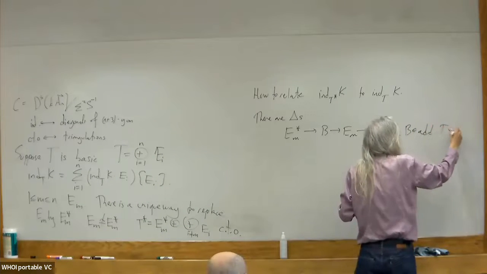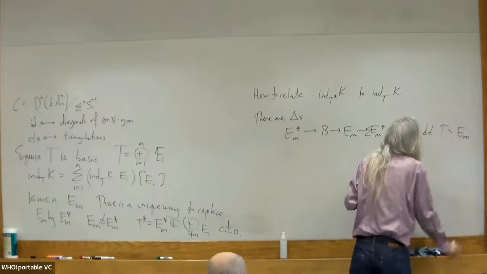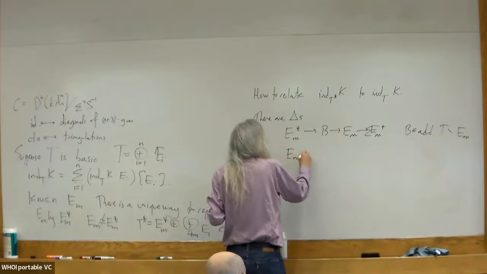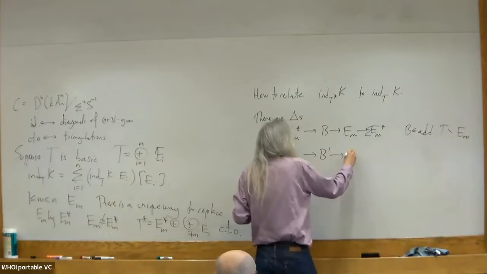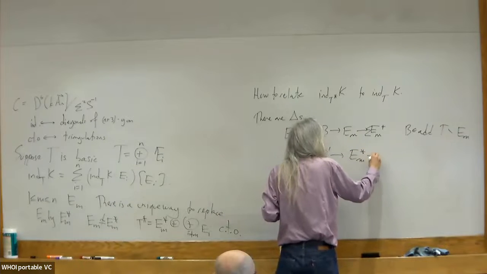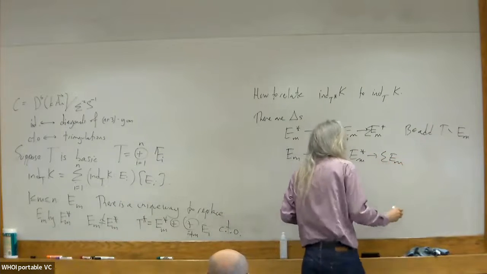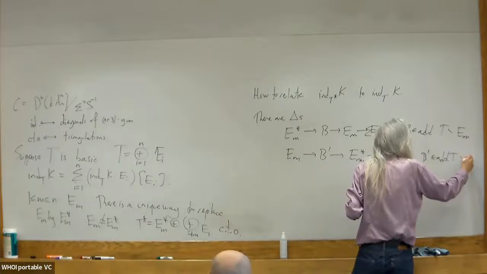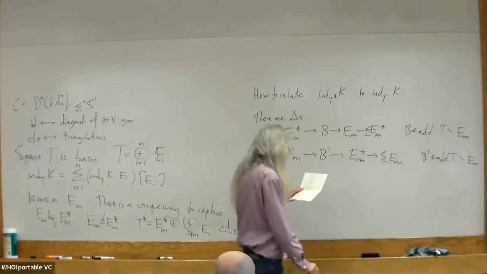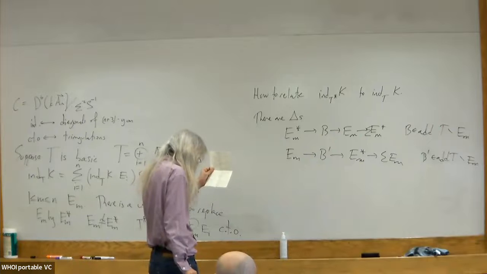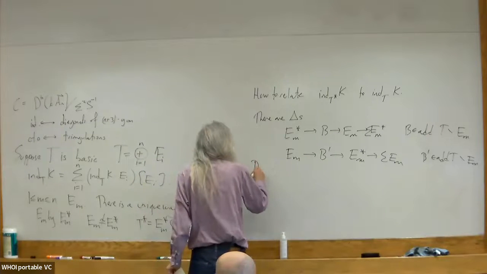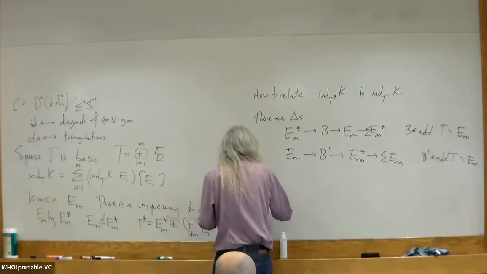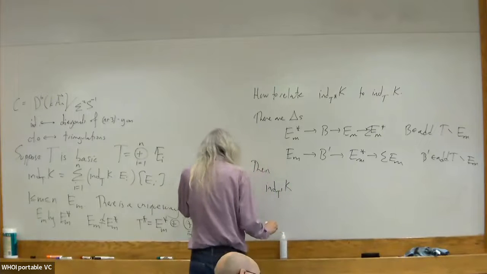Where B is in the additive category generated by T, but without EM. And similarly, the other way around, there's a triangle like that. B prime also in T with EM. Okay, so in this case, we can write the index with respect to T prime of K.